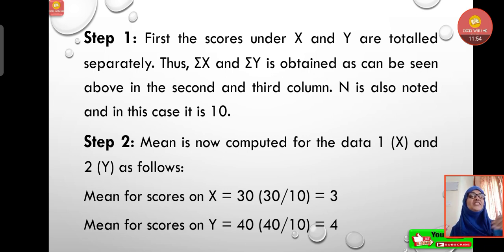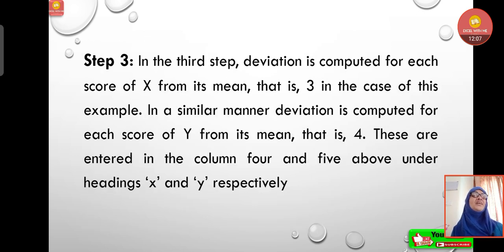Step 2, mean is now computed for the data 1, that is X, and data 2, that is Y, as follows. Mean for scores on X is 3, mean for scores on Y is 4. Now step 3, deviation is computed for each score of X from its mean, that is 3 in the case of this example. In a similar manner, deviation is computed for each score of Y from its mean, that is 4. These are entered in columns 4 and 5 above under headings x and y respectively.